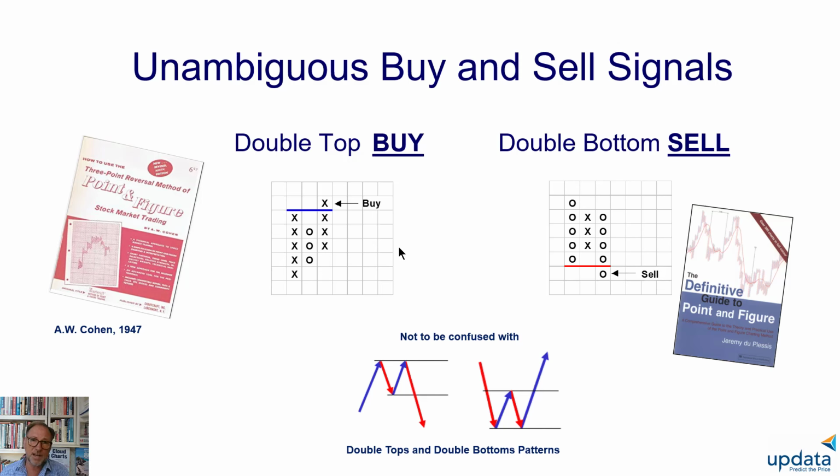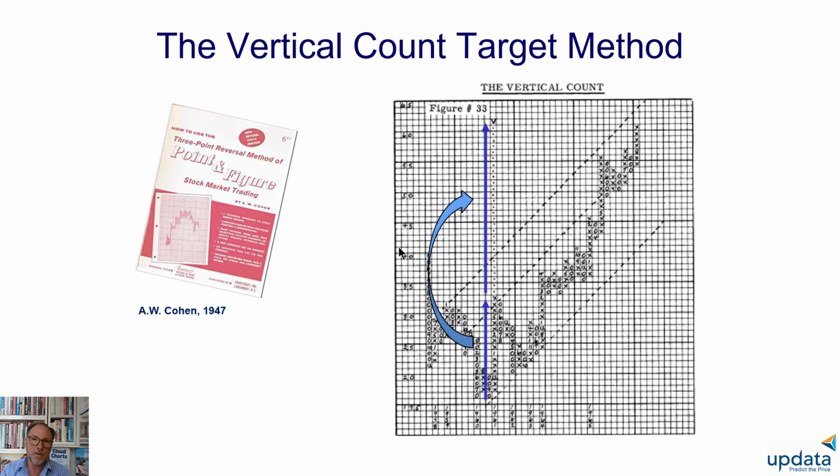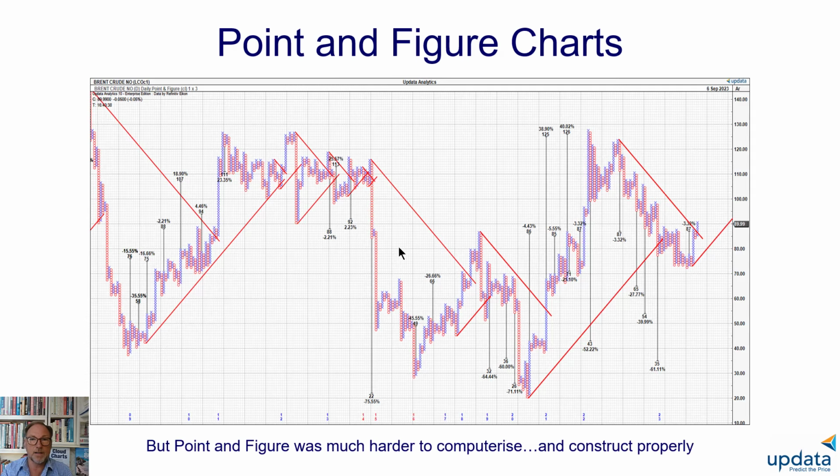If you want to understand point and figure charts, the book is The Definitive Guide to Point and Figure by Jeremy Duplessis. I helped edit this book. I worked with Jeremy for 15 years at Updata, perfecting point and figure charts, and it's a really brilliant book if you want to understand point and figure. This is where the targets are derived from. So this vertical count method is really the essence of the price targets.